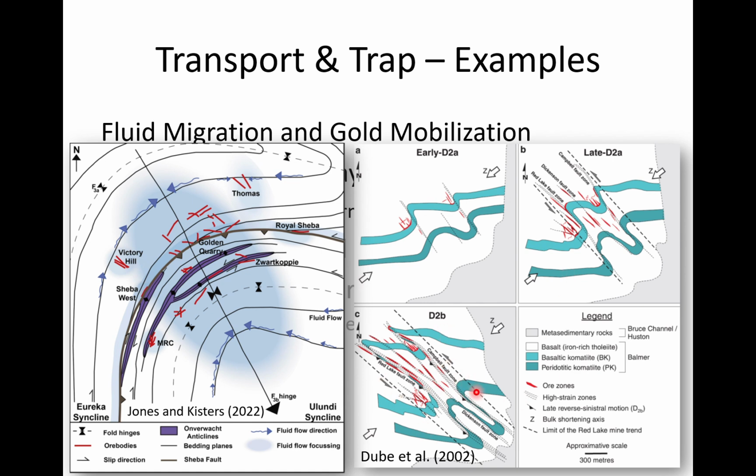Here we have the D2B stage. It's late reworking and vein localization. We have reverse sinistral shears like the Campbell fault developing, reactivating or cross-cutting earlier structures. These act as late-stage fluid conduits and remobilize or focus mineralization into preferred zones.